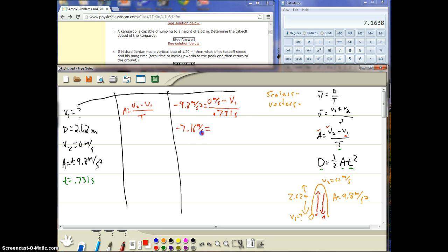This is going to be in meters per second. This is going to cancel out one of these, and then I wind up with 0 meters per, well, let's just do it like this, and you'll see why, negative V1. Well, when I do this, this obviously falls off. So I have negative 7.16 equals a negative velocity. Well, that's just going to cancel out because 7.16 meters per second is now my initial velocity.